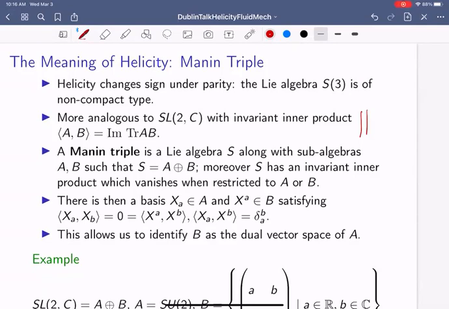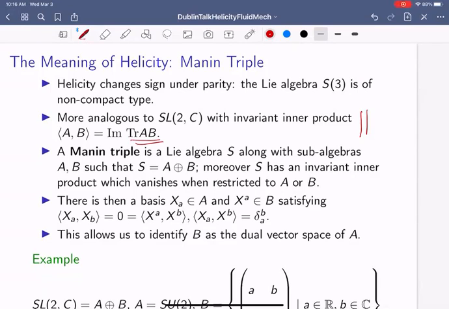That has an inner product. So I'm thinking of SL2C as a real Lie group. It is a real Lie group or a real Lie algebra of dimension 6. So it's basically the Lie algebra of Lorentz transformations. In physics, that's a good physical interpretation.